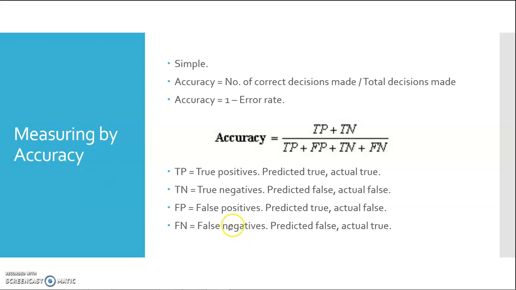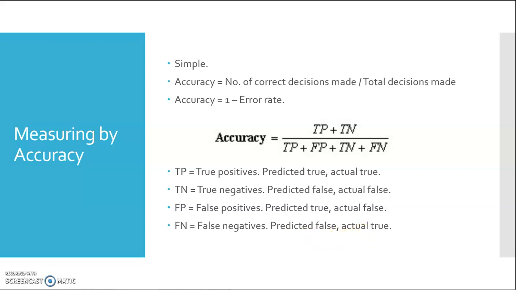So here, if we take an example of cancer, for false positive, it means that we predict a patient to have cancer, but actually this person does not have cancer. And for false negative, it means that we predict a patient to not have cancer, but he actually has cancer.